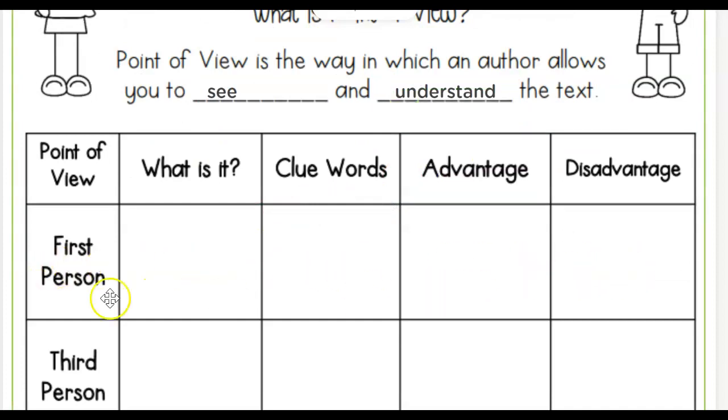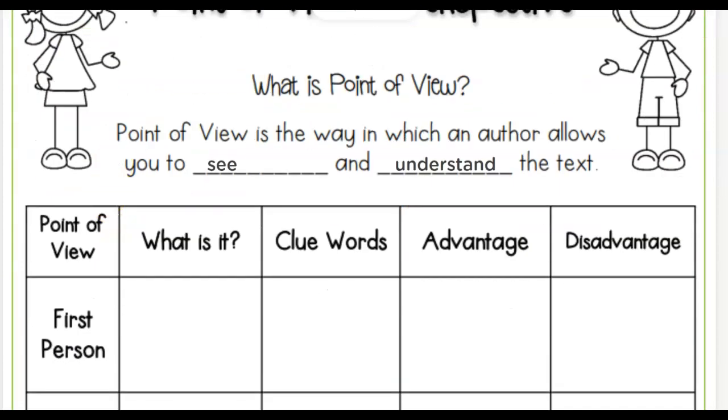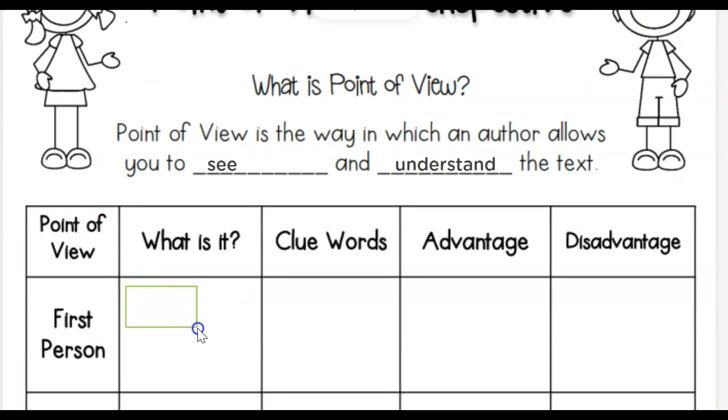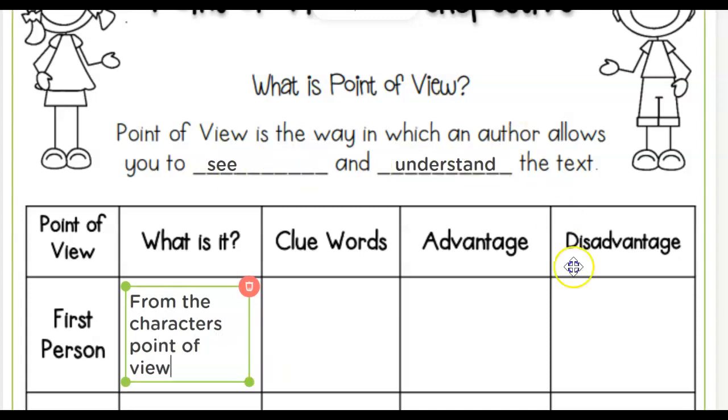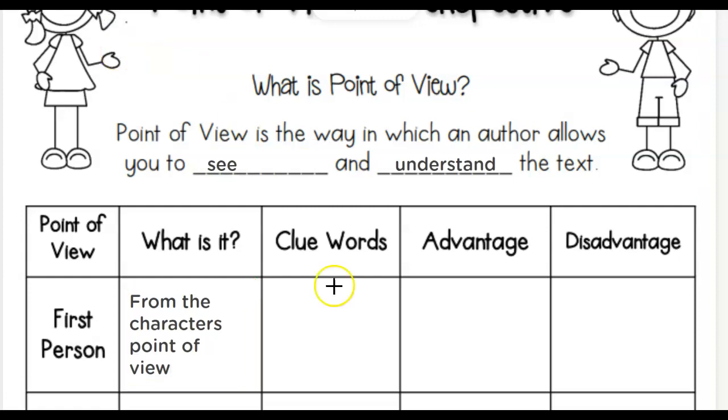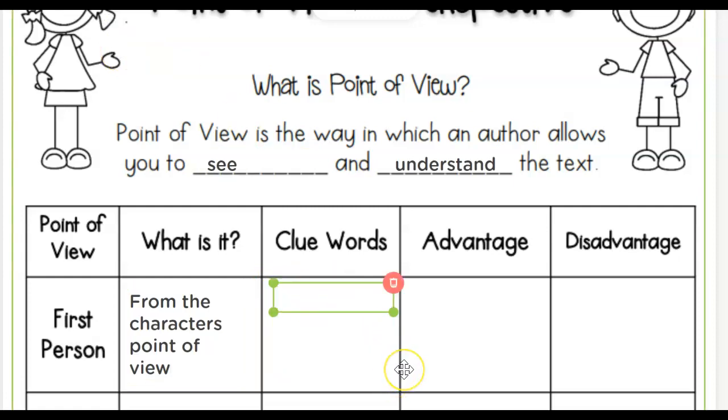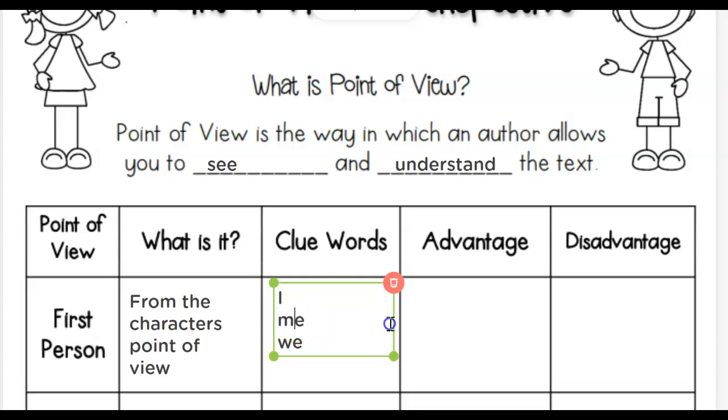Now let's first look at this first column right here for first person. Remember, first person is coming from the character. It is the point of view of the character. Some clue words that we would see would be words like I, me, and we. Go ahead and fill those out now. Pause the video if you need more time.